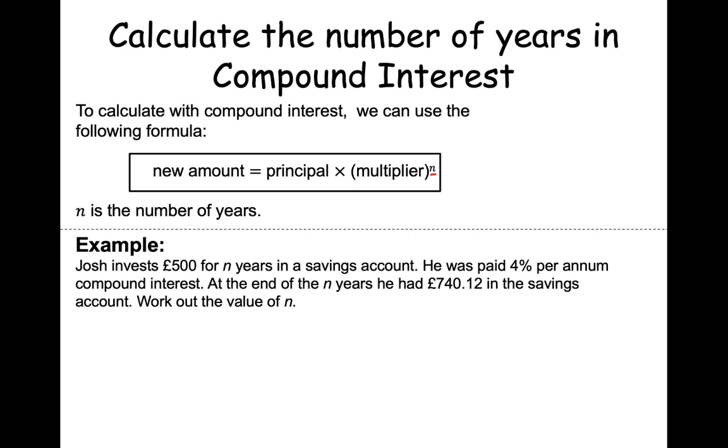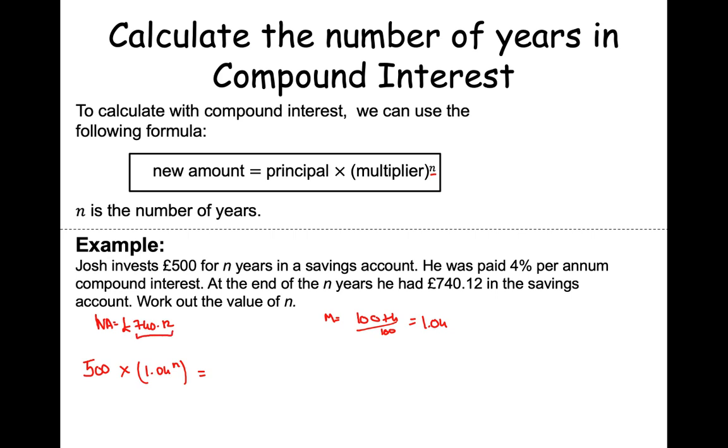So we know that our new amount, so I'm going to put NA, is going to have to be equal to £740.12. Okay, so if we input the information here into our formula, we know our principal amount is £500. Okay, and then we're multiplying by our multiplier. Our multiplier is equal to 100 plus 4 divided by 100, which gives you a value of 1.04. So our multiplier will be 1.04 to the power of n, because we don't know, and that's going to have to equal to this value.